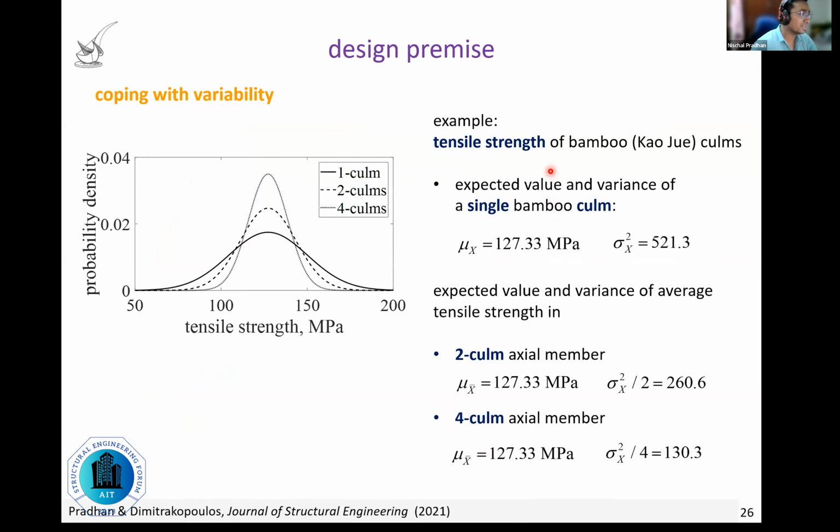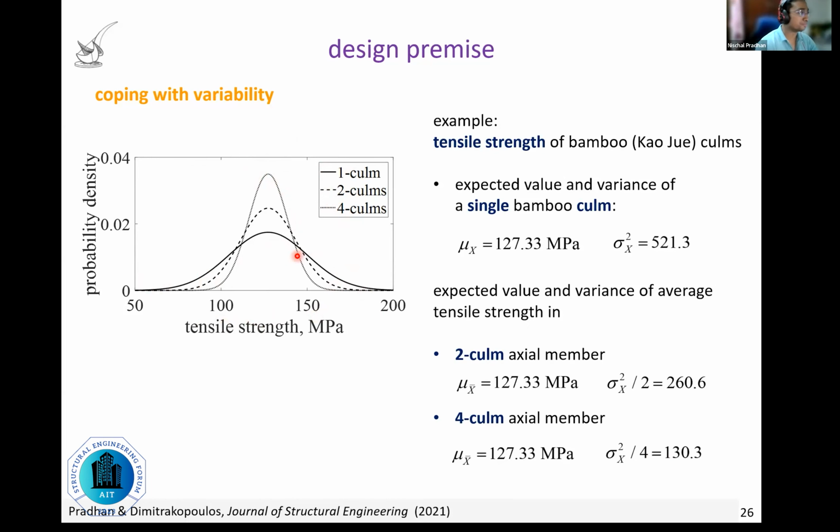Let's take an example first. If you look at the tensile strength, the expected value of a single column is about 127.3 megapascals. The variance is about 521. This variance reduces to 260.6 for 2 columns, and again to 130.3 for 4 columns. So in other words, the distribution, or the scatter in the performance, is narrowed down. You can see how it becomes more and more defined as we increase the number of columns in the axial member.